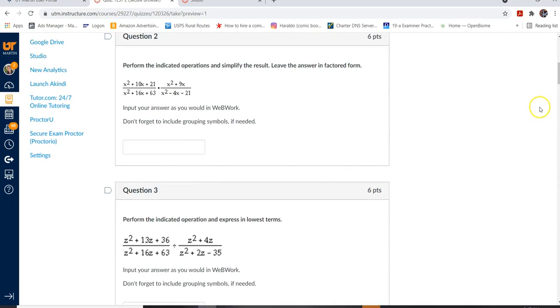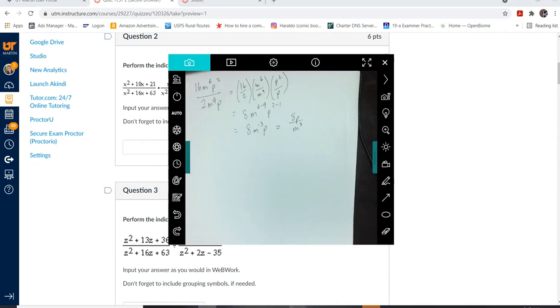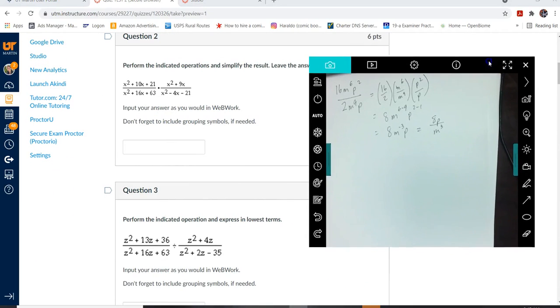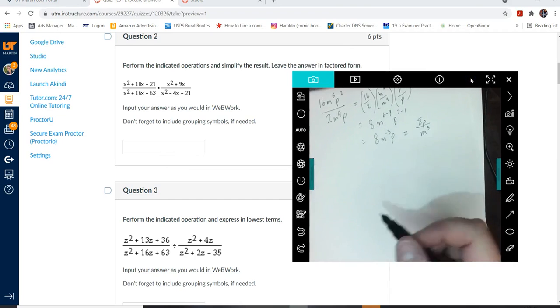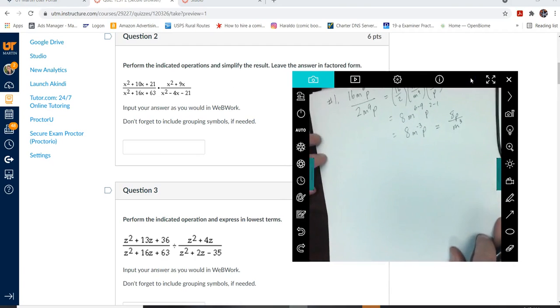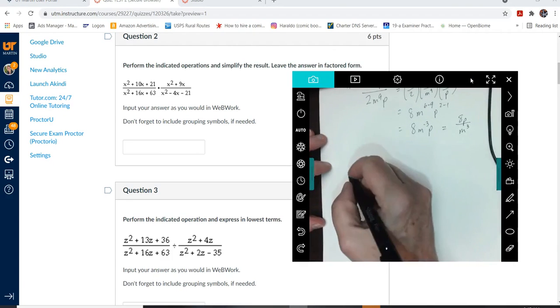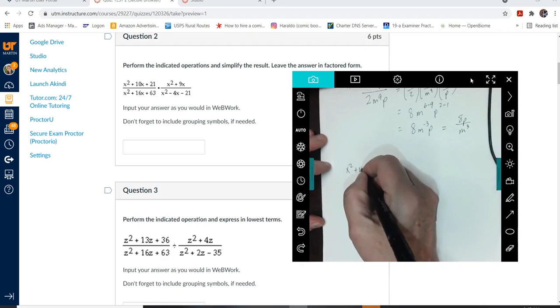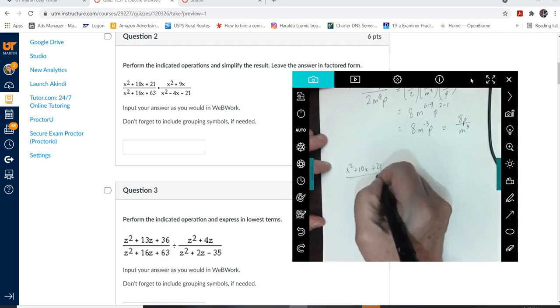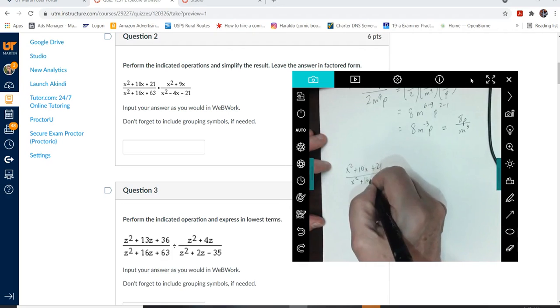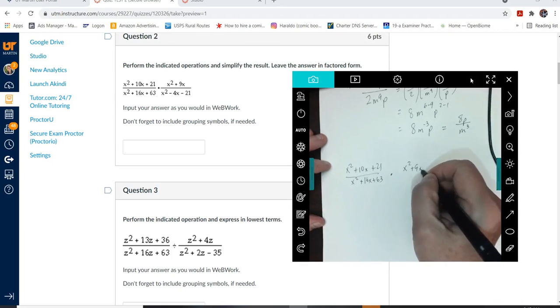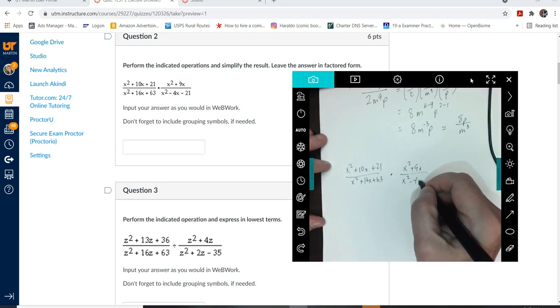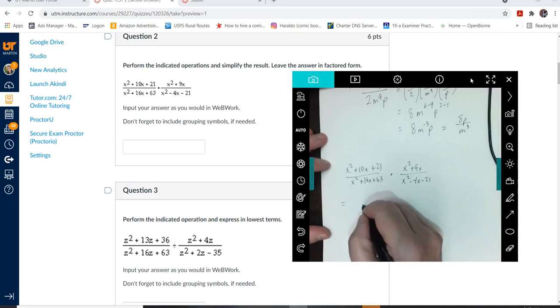Alright, perform the indicated operations and simplify the result. Okay. Leave the answer in factored form. Okay, after you simplify. So for this one, we're going to have x squared plus 10x plus 21 all over x squared plus 16x plus 63 times x squared plus 9x all over x squared minus 4x minus 21.